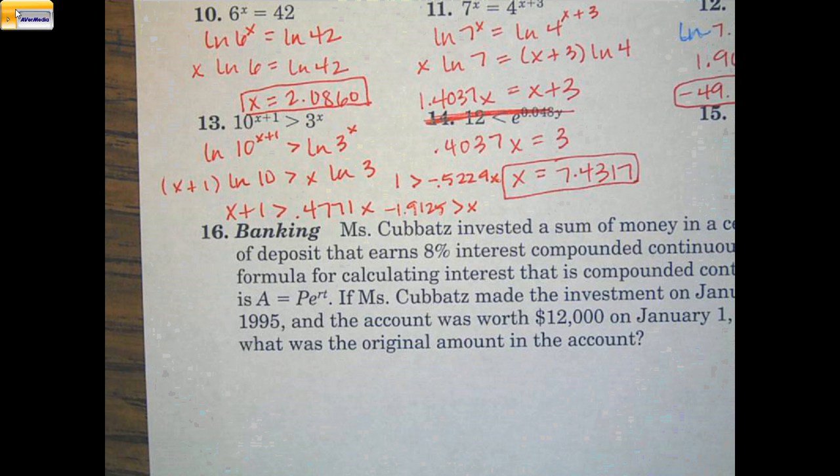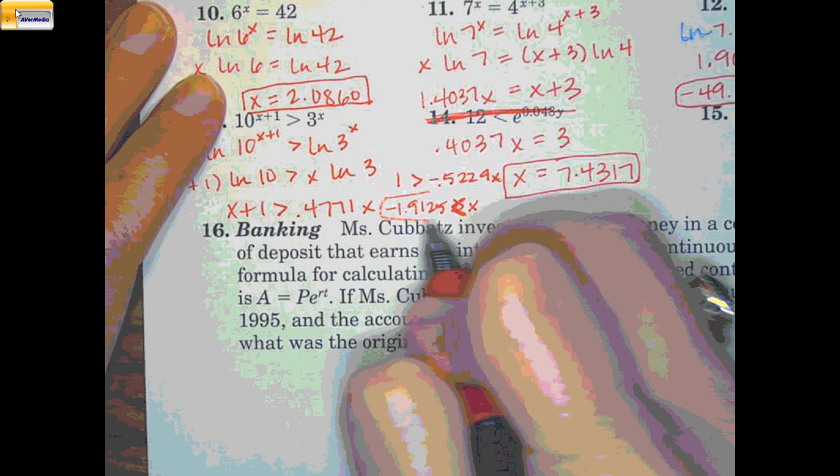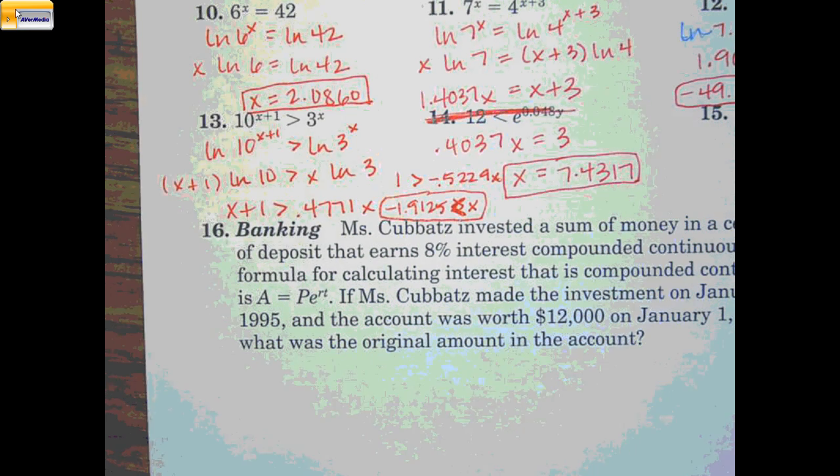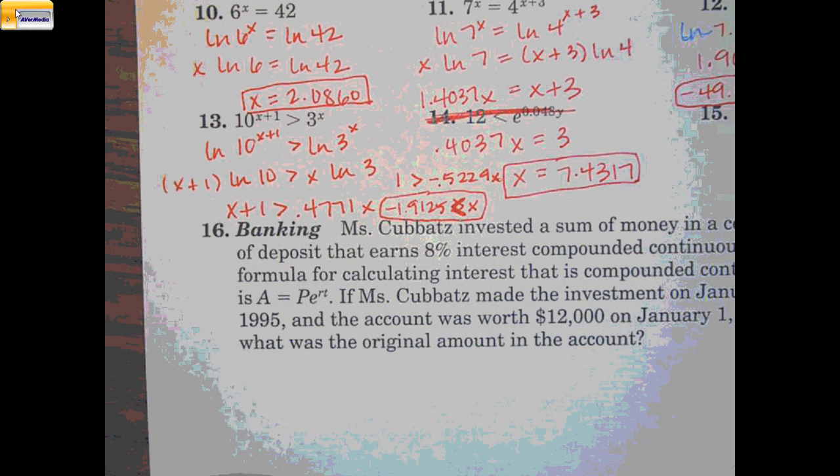You gotta flip it. Why do we flip this little guy? Yeah, we divided by a negative. Thank you. And if that freaks you out to write it with the x on the right, you can flip it and say x is greater than negative 1.9. Questions?